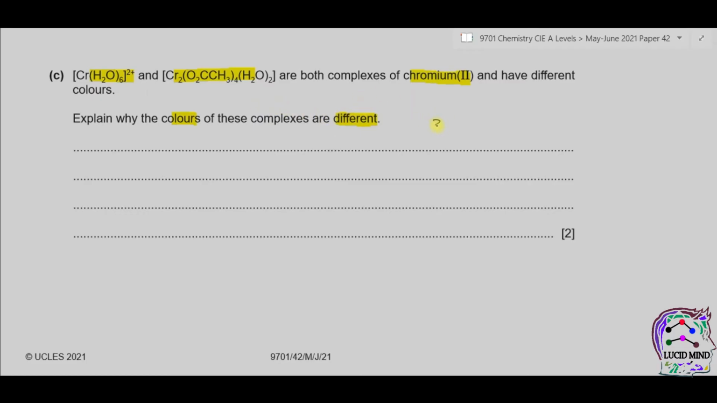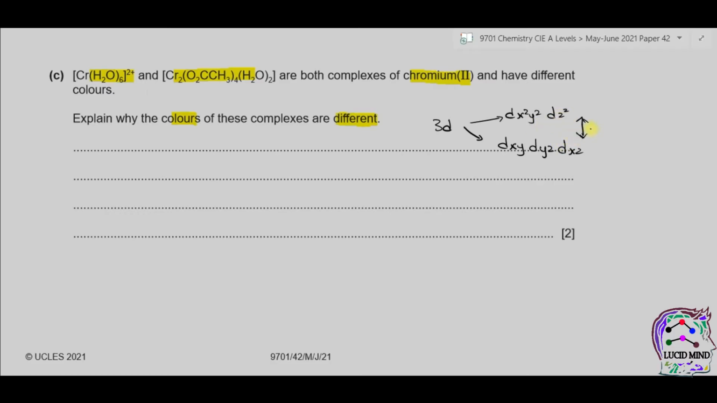So the d orbital splits into dxy, dyz, dxz. These are on the same energy level, and then we have dx2-y2 and dz2. These are at a higher energy level. So there is an energy difference between these two split d orbitals. So what happens is that due to electronic transitions, it shows colors.